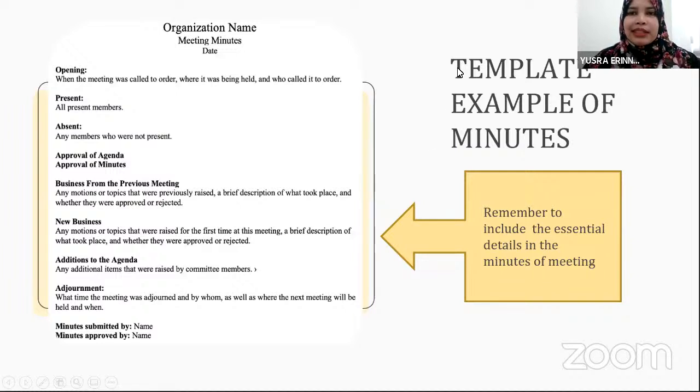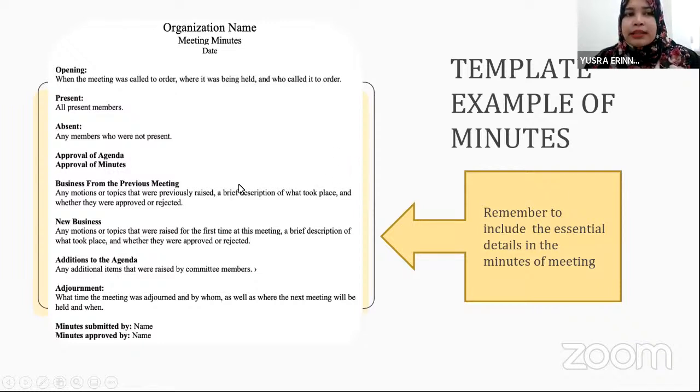Okay, so this is one of the templates that I am going to show you. You need to know that there are two main templates that you can use. This one I'm calling a free flow. So this one is a free flow minutes template.